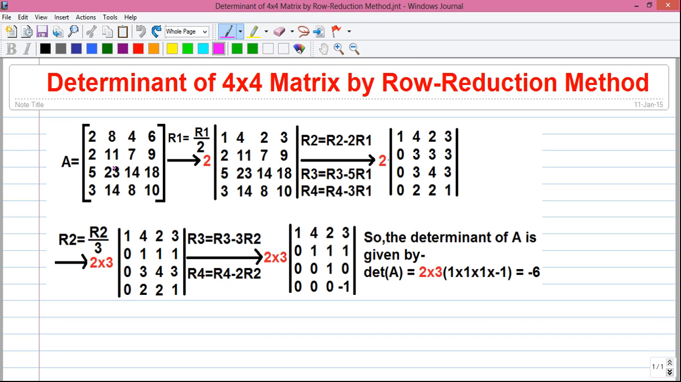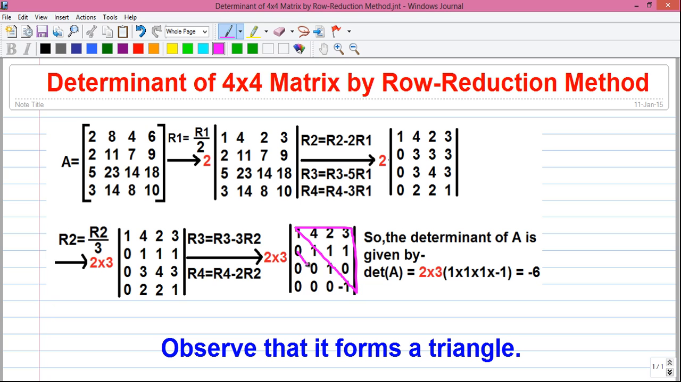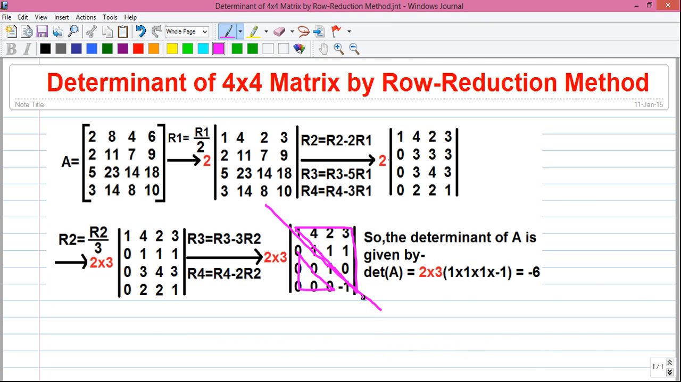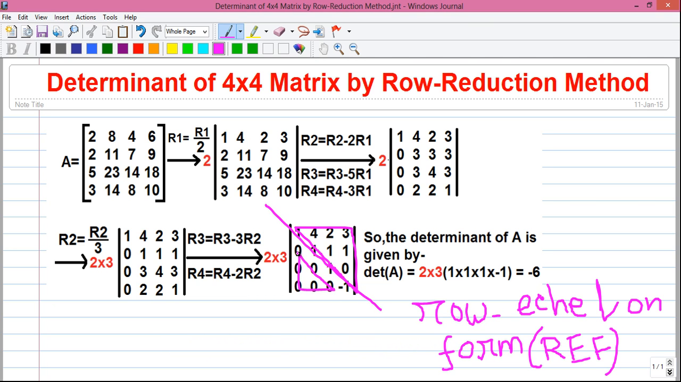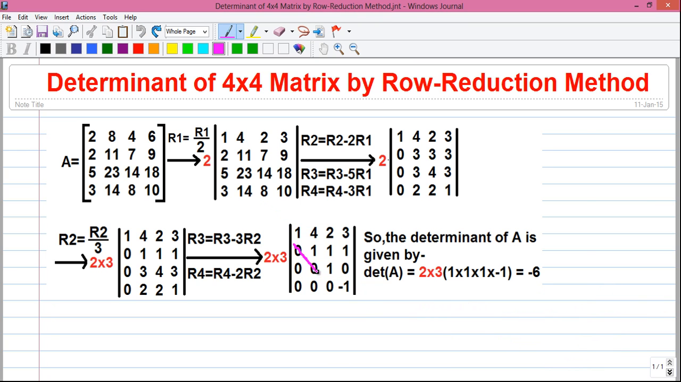So what is our objective? Our objective is to reduce this matrix A by row operations into an upper triangular matrix like this one. An upper triangular matrix is a matrix where all the numbers are on the upper part of the matrix, including on the diagonal, and all the numbers below the diagonal are 0. And this representation of a matrix where all the numbers below the diagonal are 0 is called the row echelon form or REF.